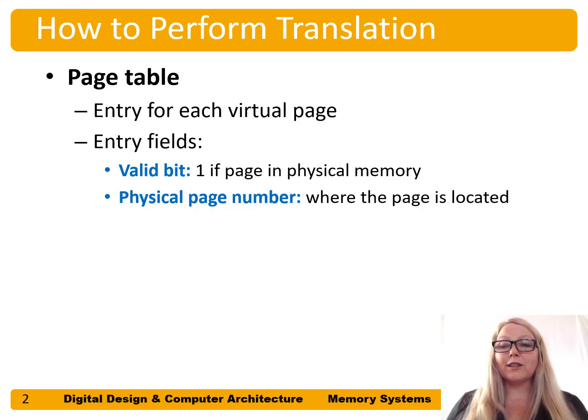So in order to perform this translation of virtual addresses to physical addresses, we use what's called a page table. A page table has an entry for each virtual page, so the number of entries is the number of virtual page numbers. Each entry in that page table has a valid bit and the physical page number where the page is located. If it's invalid, it means it's not mapped to physical memory or main memory.